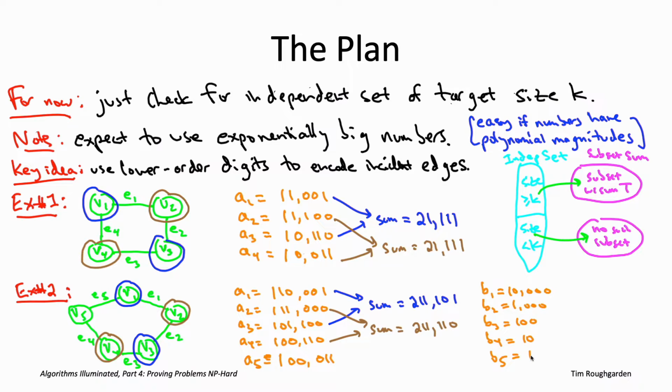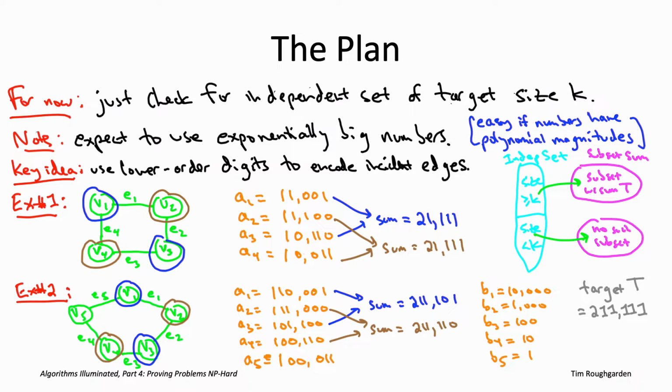Now we can set the target just like we did for the 4 cycle. The leading digit should be 2, all the other digits should be 1. So in other words, the target sum is going to be 211,111. And we can now see how to make use of these new numbers, the Bi's, to supplement our old blue and brown sums so that we get the desired target.